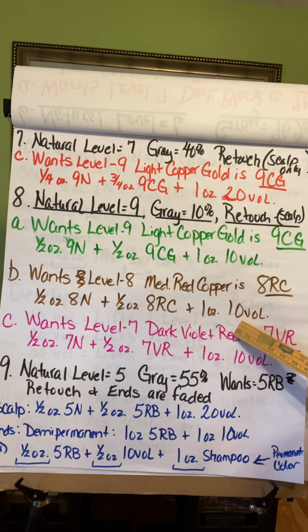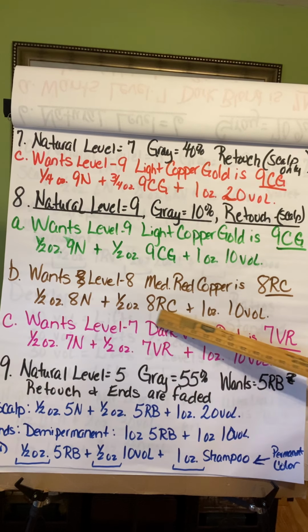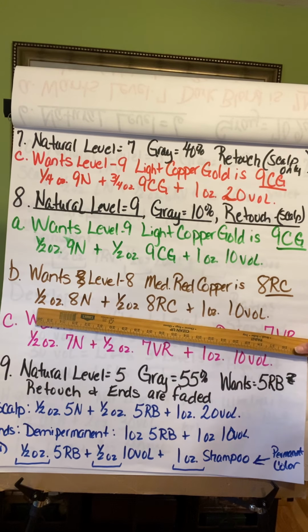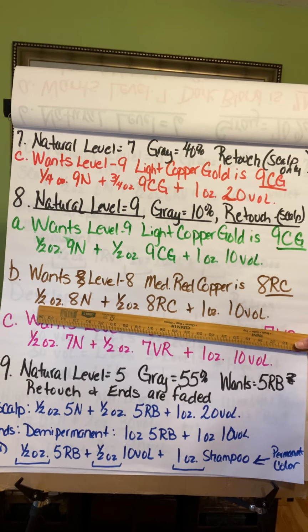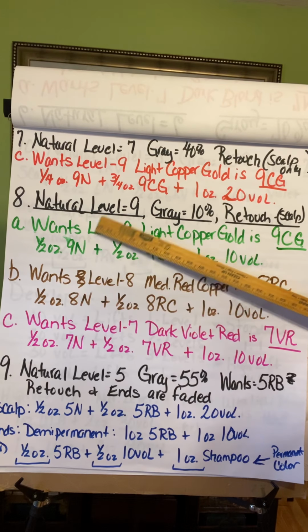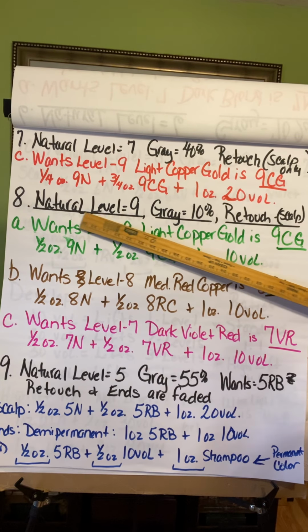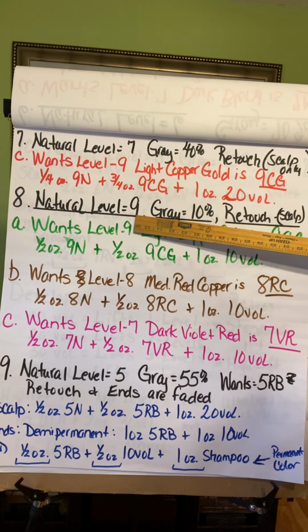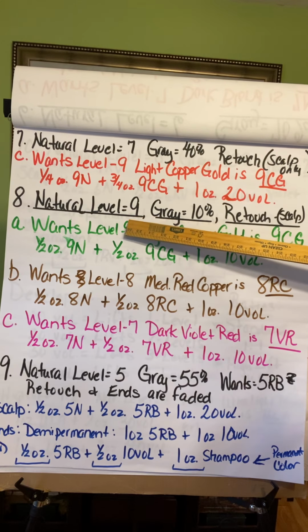10 volume developer because I'm just depositing. So she's at a level 9 and I just want to go down the ladder one step. So I'm going to deposit only. So if I'm depositing, it doesn't matter what level it is after 9, because that's what level it is after her natural level. Whatever natural level she is, if she wants to be darker than her natural level, you have to use 10 volume developer.